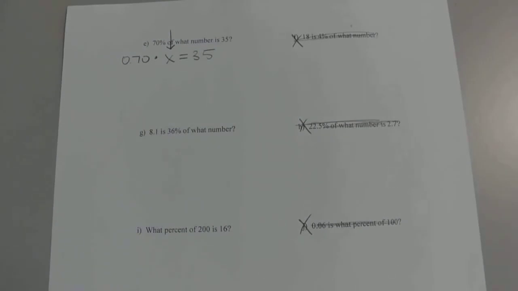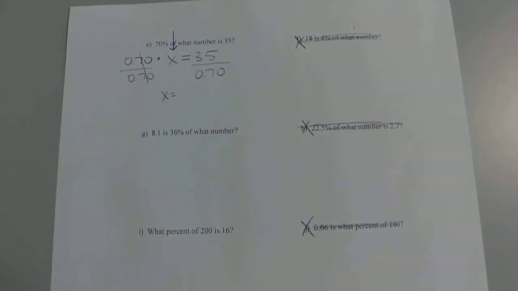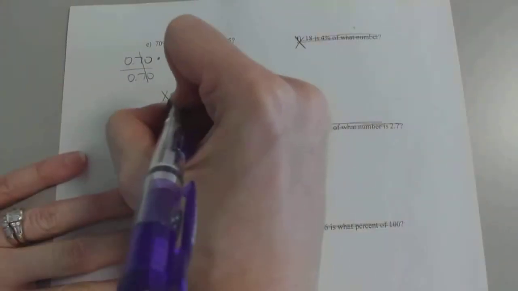All right, so this one's a little bit different. This is getting back into solving equations. So we want to get X by itself, guys. What do we need to do in order to get X by itself? Divide both sides by what? 0.70. You got it. So we're going to divide by 0.70 over here to leave us with X, and we're going to divide by 0.70 over here.